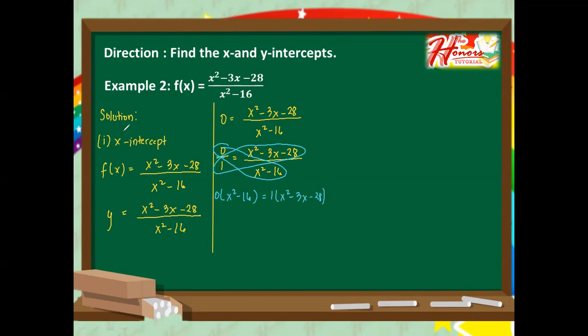And then let's continue solving. Any number or terms or variables that you are going to multiply with 0, the answer is 0. So automatically this is 0. And then 1 times x squared is x squared. 1 times negative 3x is negative 3x. 1 times negative 28 is negative 28. And then let's change the positions. It will become x squared minus 3x minus 28 is equal to 0.